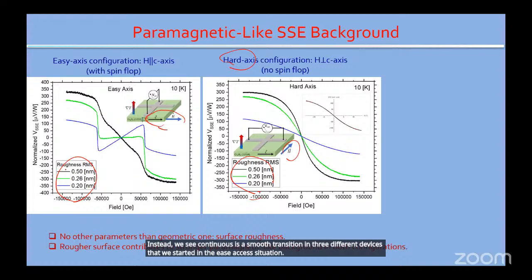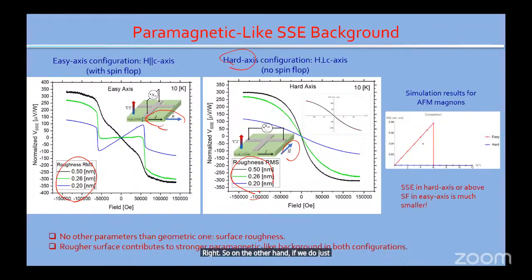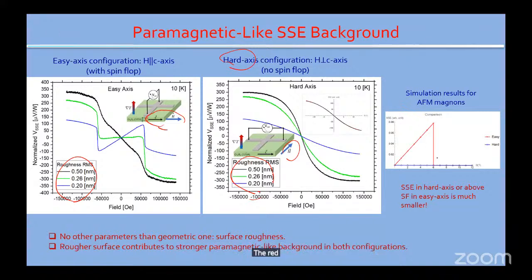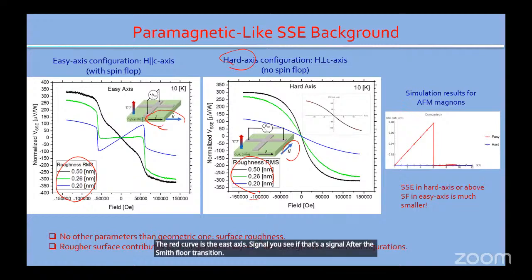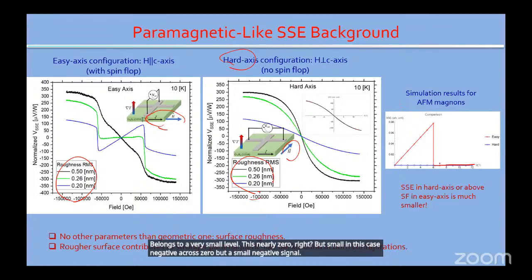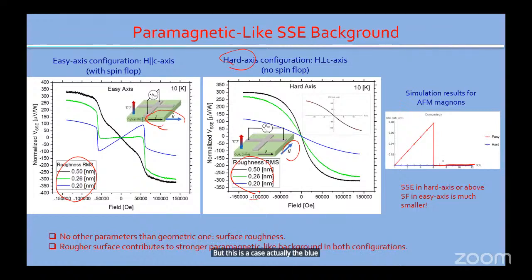On the other hand, if we just do a simple simulation, just considering the magnon transport in the bulk crystal, the red curve is the z-axis signal. You see, after the spin flop transition, it locks to a very small level, nearly zero, in this case a small negative signal. The blue is the hard axis signal. The hard axis induces canting, but from zero to high field, the whole range, the signal remains small.